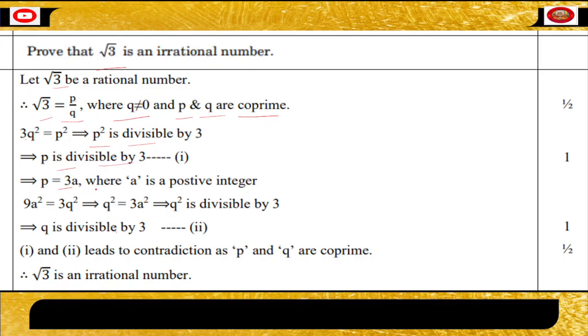P is equal to 3a, where a is a positive integer. 9a square is equal to 3q square. Q square is equal to 3a square. Q square is divisible by 3. That means q is also divisible by 3. From 1 and 2, this leads to a contradiction, as p and q are co-prime. Therefore, root 3 is an irrational number. Understand, students?